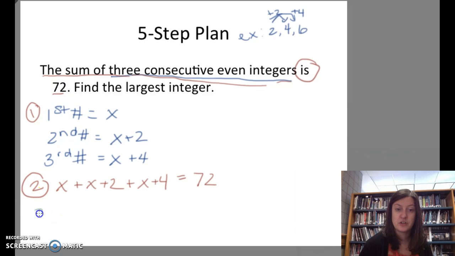So now we're going to solve. 1, 2, 3 x's, plus 2 plus 4 is 6, is 72.